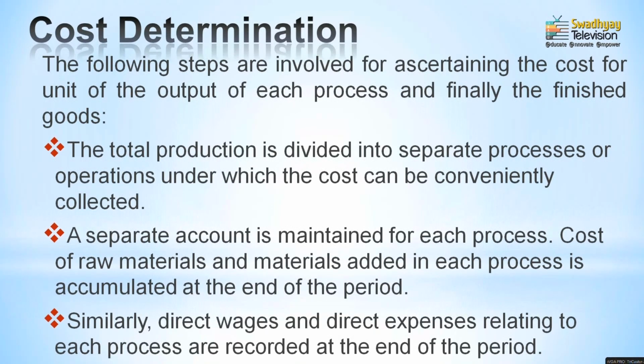One is direct material or maybe indirect material also, direct wages, indirect wages, and the overheads. So the first process is identified with the materials, which is already recorded, and for that we already prepared a separate process account. Then the second part is wages, and the third is overheads.